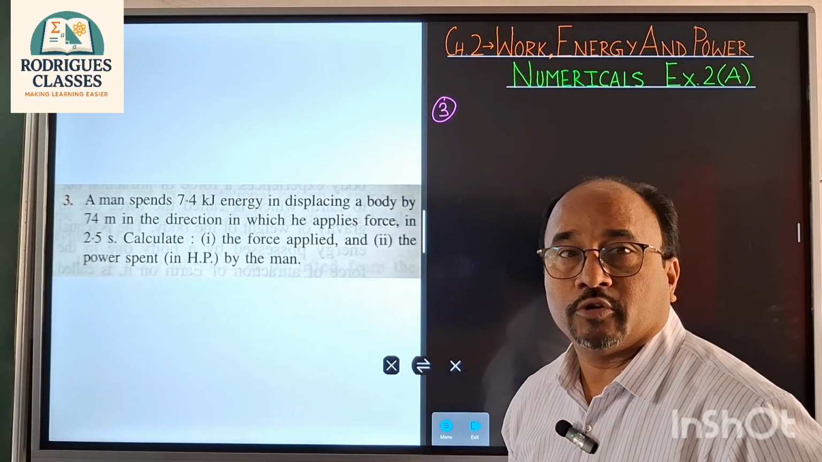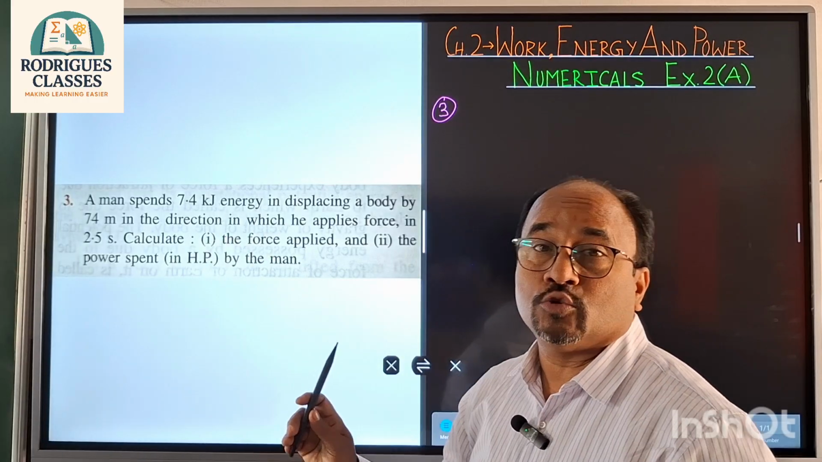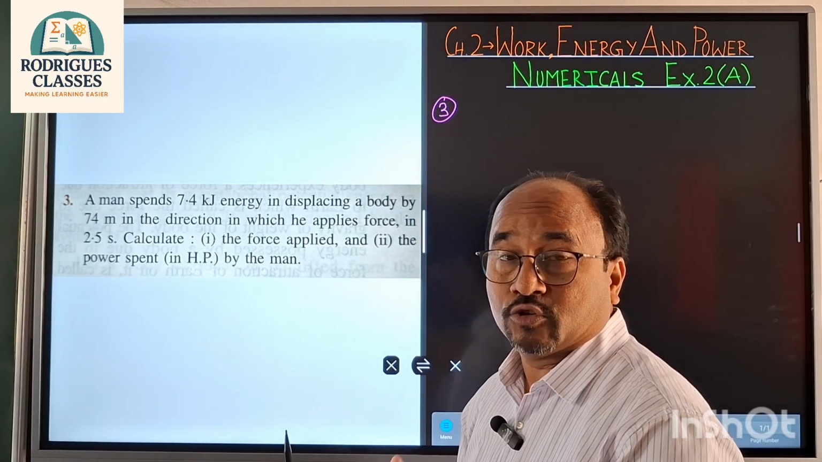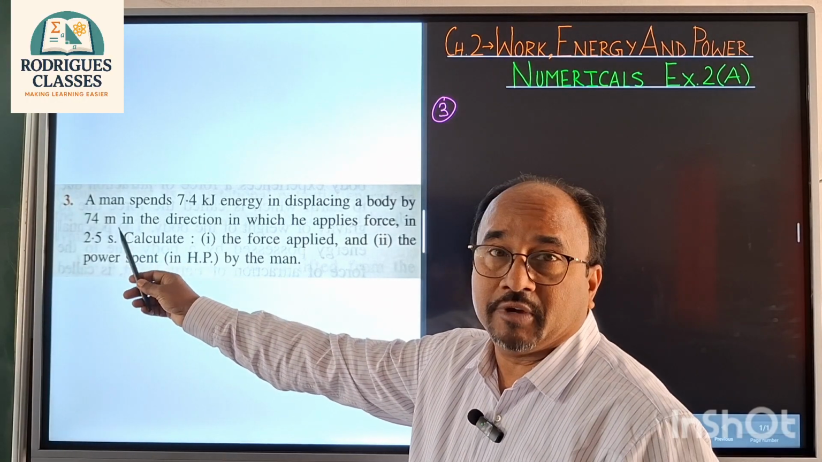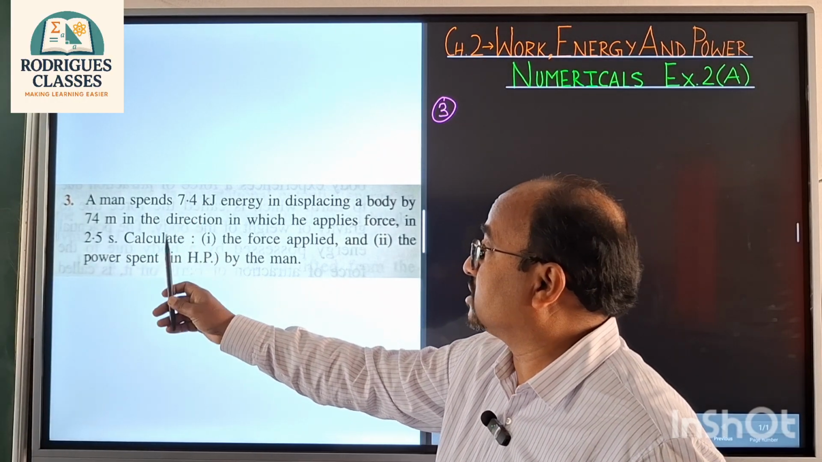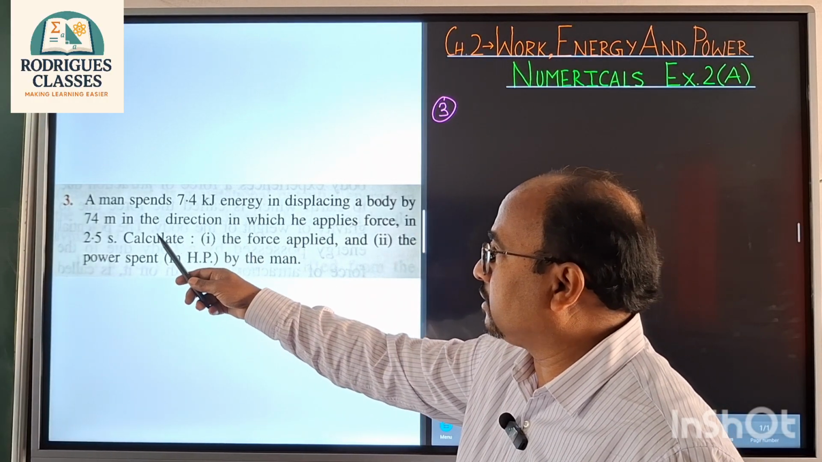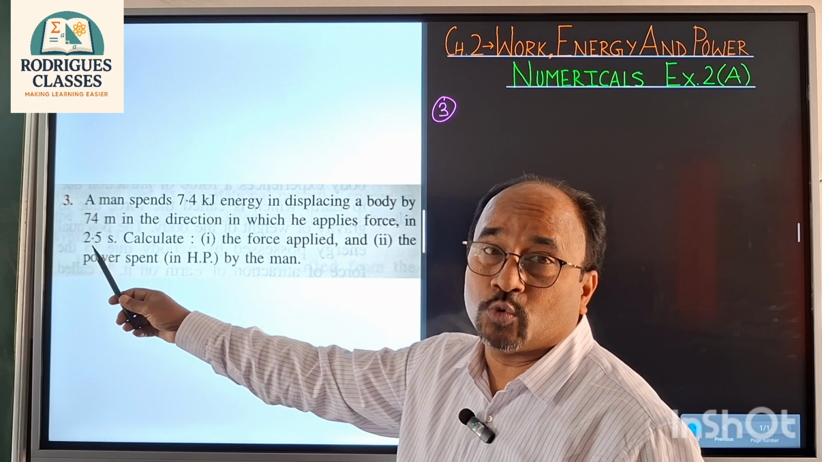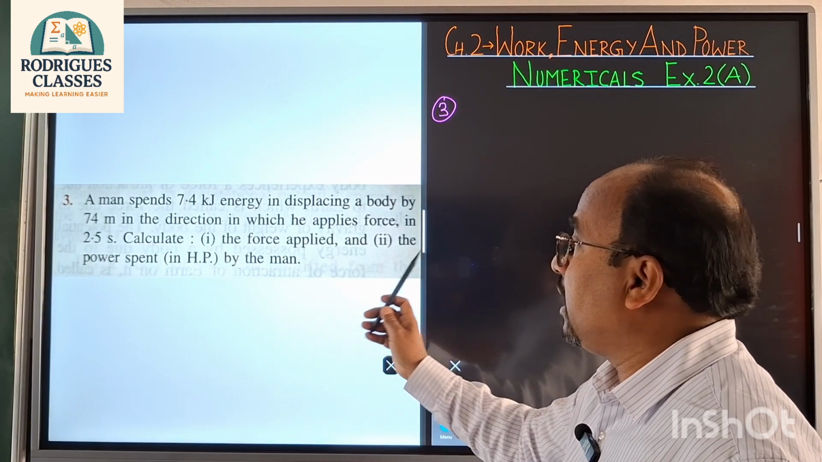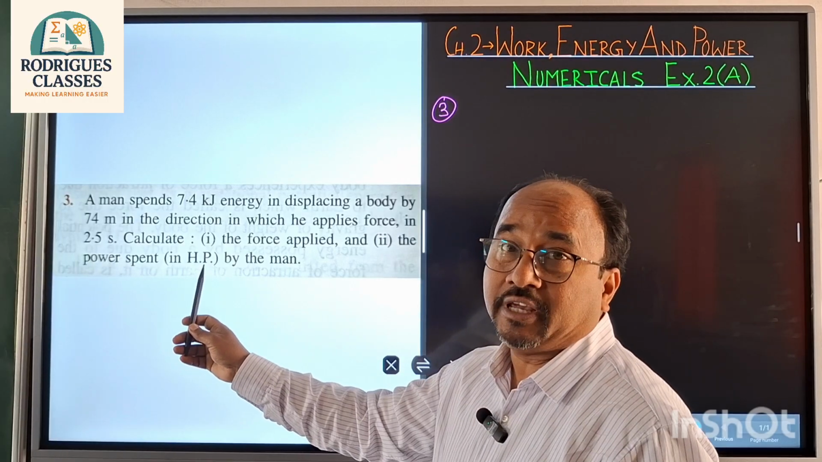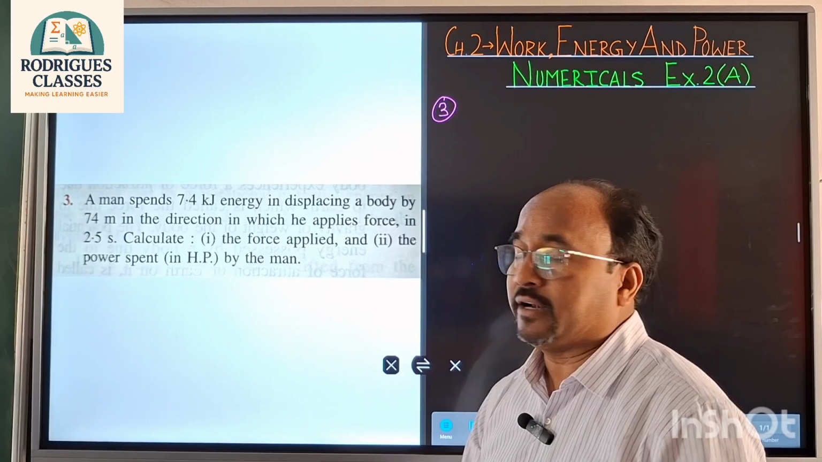Now let us come to numerical number 3. A man spent 7.4 kilojoules of energy. So it is written in kilojoule, we will have to convert to joule. In displacing a body by 74 meters. So displacement is given, energy is given in the direction in which he applies the force. So work is being done in the direction in which the force is applied, in 2.5 seconds. Time is given. Asked to calculate the force applied and the power spent in HP, in horsepower, by the man. So we have to find here the force and the power.